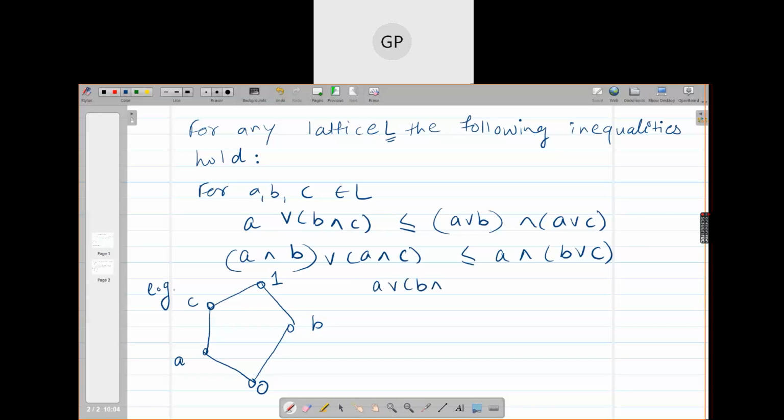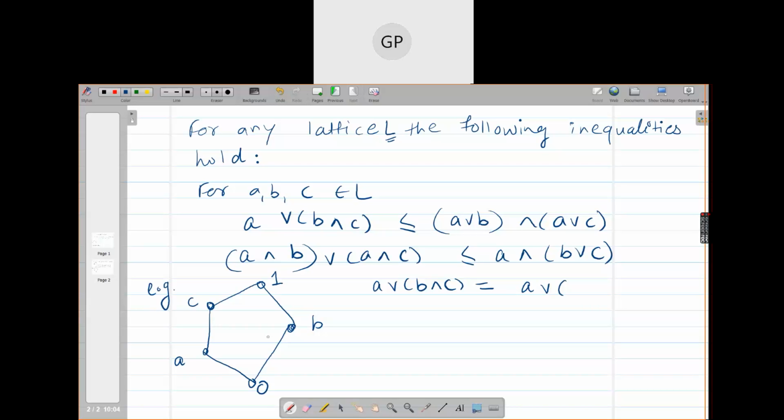Now let us see what is A join B meet C. Can you tell me from the diagram what is B meet C? B and C, what type of elements are they? Are they comparable? No, they are not comparable, right? Because there is no connection between them. Directly they are getting connected at the maximal, the greatest element, sorry.